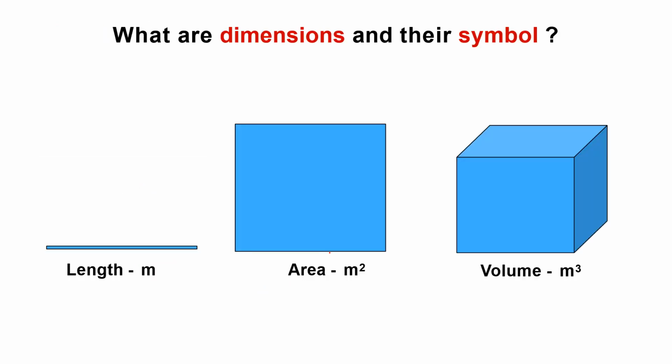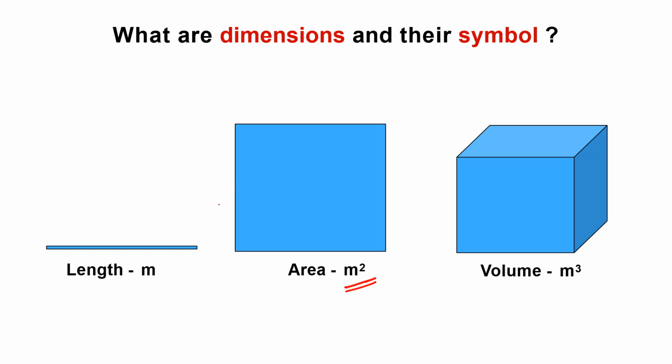Now the dimensions and their symbol. There are different physical quantities, right? Whenever we have to measure the length of a particular object, we express it in meter. Suppose 20 meter, 14 meter, 18 meter. So this is a one-dimensional quantity. Suppose we have to measure the area of a particular object, say a square. In that case, we express the area as meter square, right? So it is a two-dimensional quantity, because to represent it I need the length as well as the breadth.